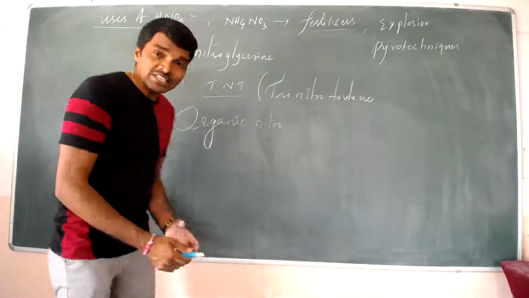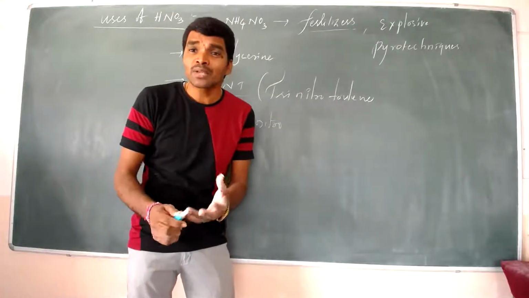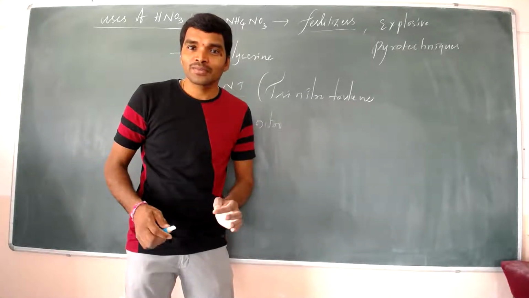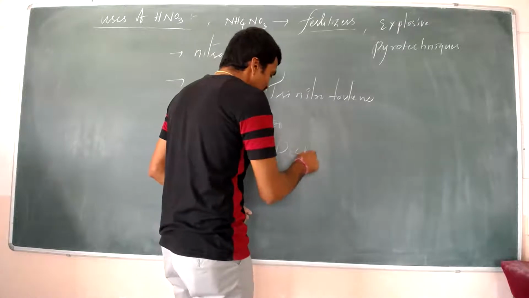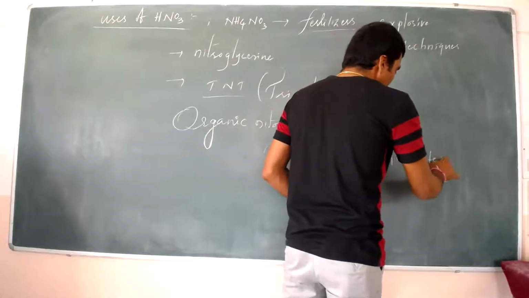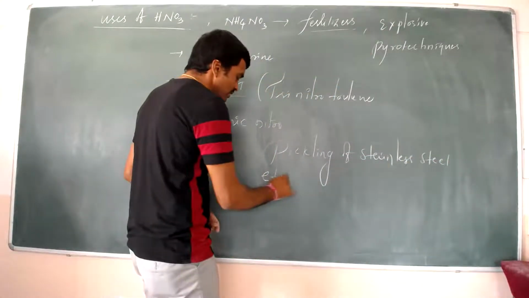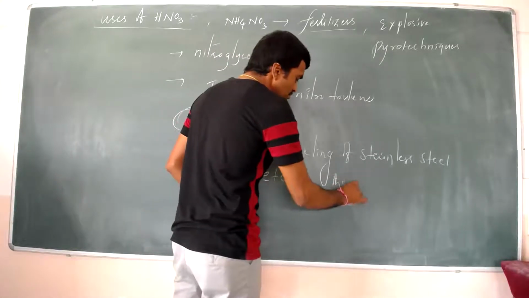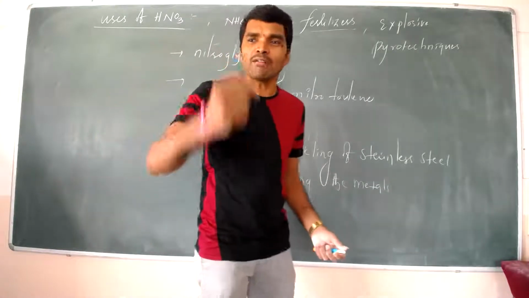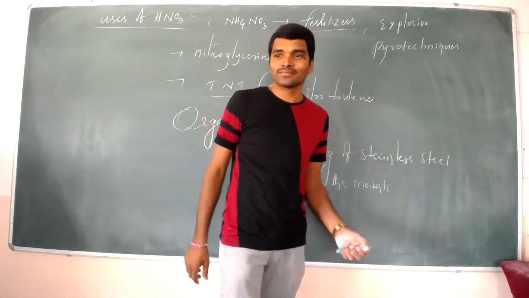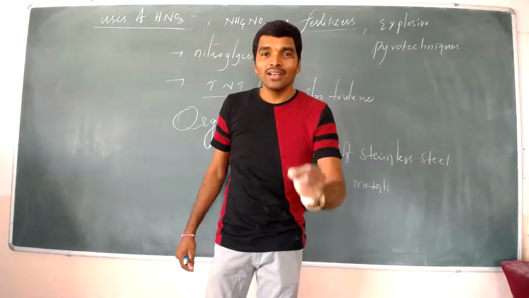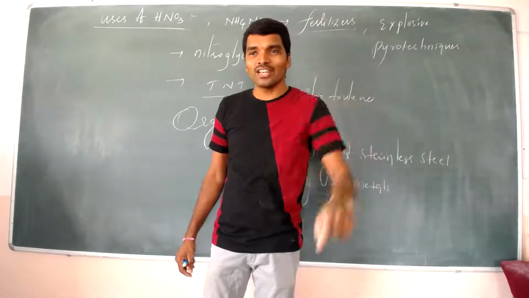At the industrial level, nitric acid is very useful for pickling of stainless steel, and etching the metals. As well as a very powerful oxidizer in rocket fuel. That's the last use. Nitric acid is a very powerful rocket oxidizer in rocket fuels.